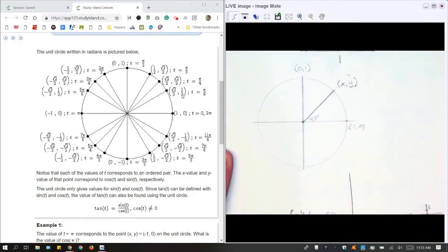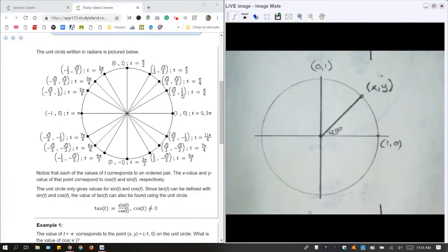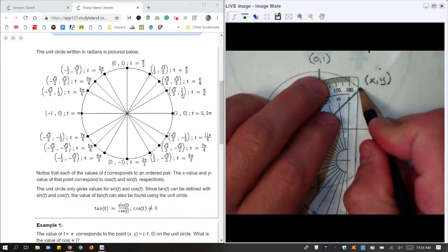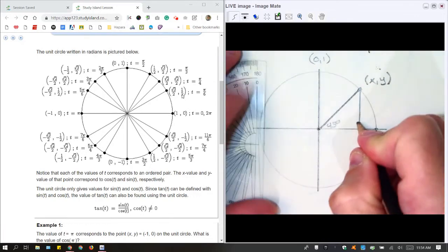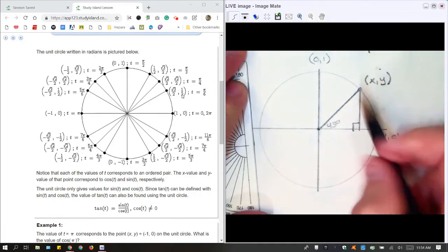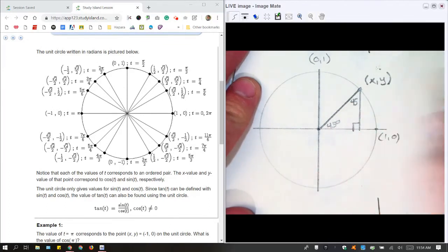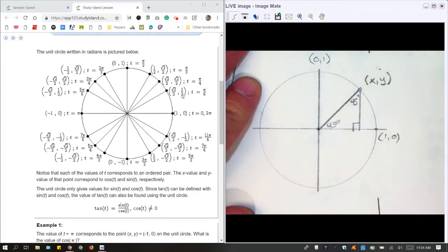Well, we're going to do like we did before. We're going to create a right angle by drawing a line that goes straight down to the x-axis. That creates a 90 degree angle. And that means my triangle has to be 45, 45, and 90, because all the angles in the triangle have to add up to 180, obviously. So 45, 45, 90.